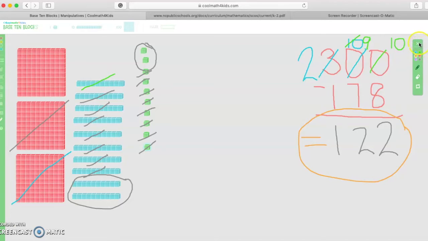The concrete materials really help the students because they can mark out or decompose the blocks as they're solving the problem.